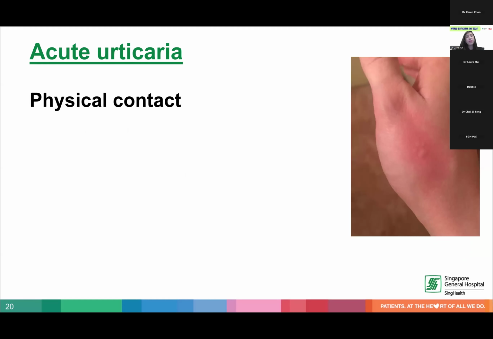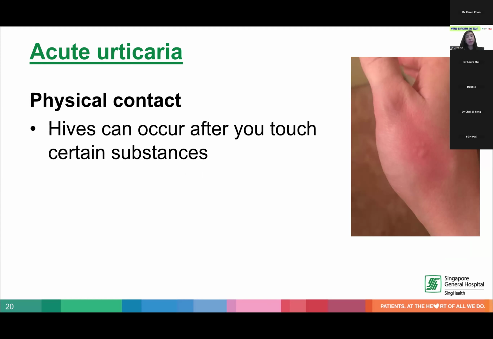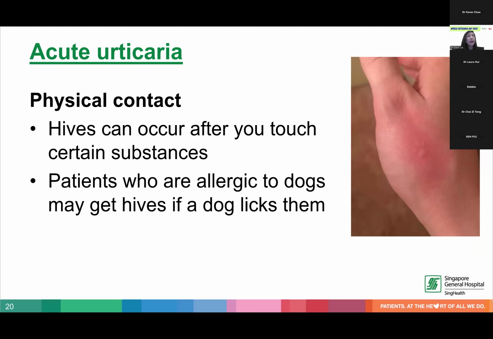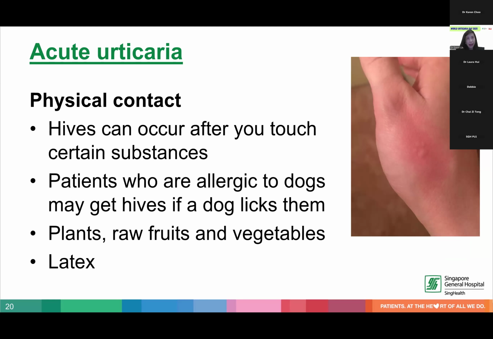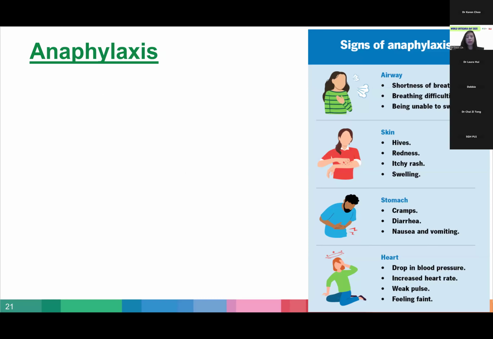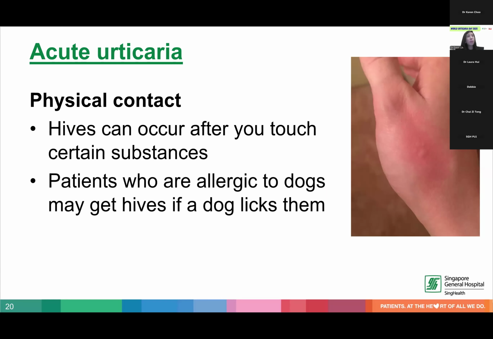Lastly, physical contact urticaria or contact allergy can be seen in some of my patients. And this can occur after you touch certain substances if you are allergic to them. So for example, children who are allergic to dogs may get hives if a dog licks them. And other things that can cause hives if you're allergic to them include plants, raw fruits, vegetables, and rubber products, commonly found in balloons, latex gloves, etc.